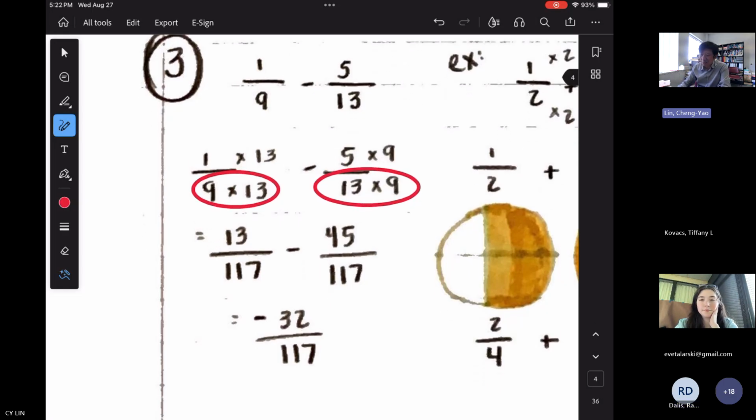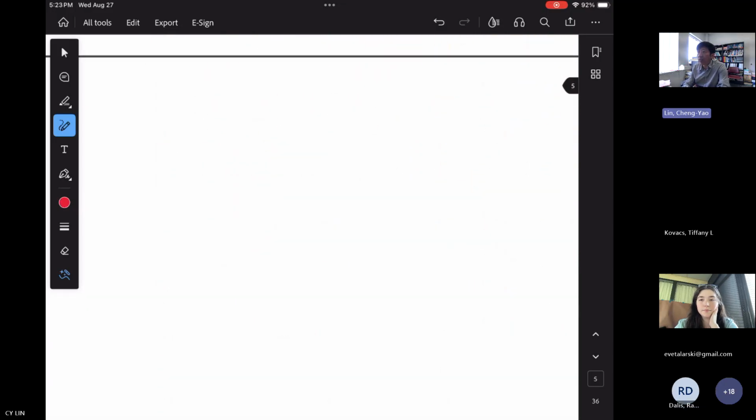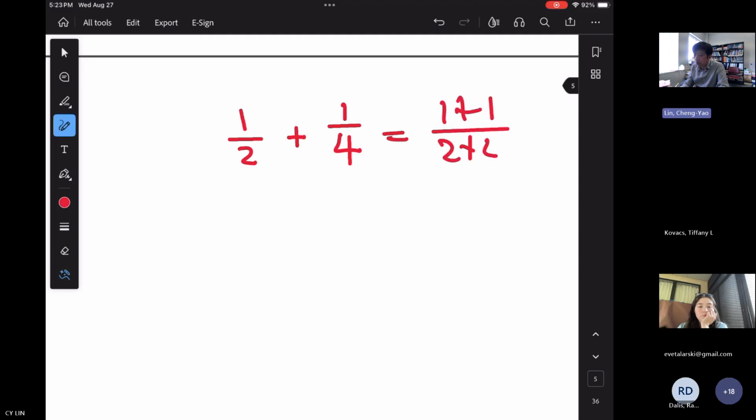Okay, I'm going to tell you why. I'll move on to this one. Actually, fraction addition and subtraction are the same, okay? 1/2 plus 1/4. Do they have a common denominator, yes or no? Right now, do they have a common denominator? No, they don't. Can we do this, 1 plus 1, 2 plus 4, yes or no? You get 2/6? No, that's not right.